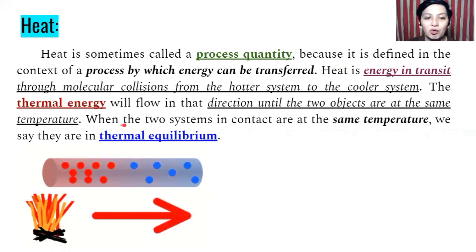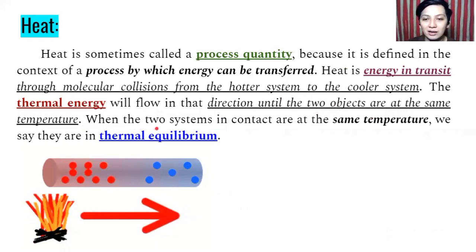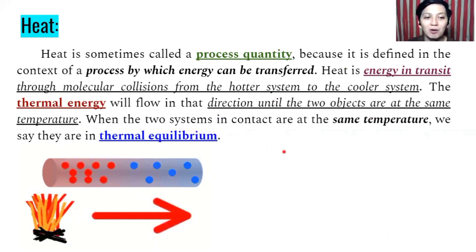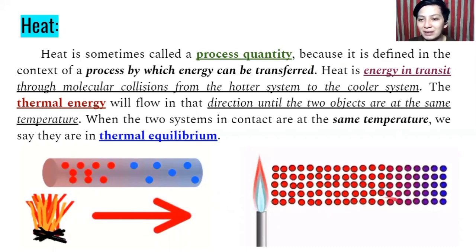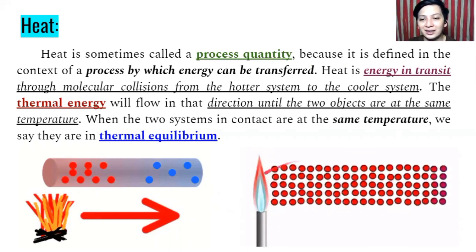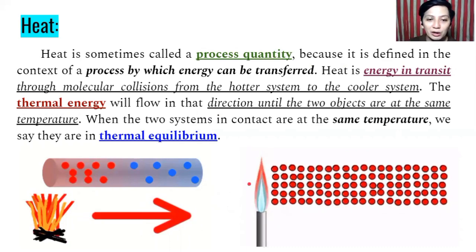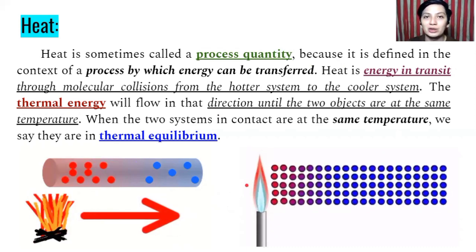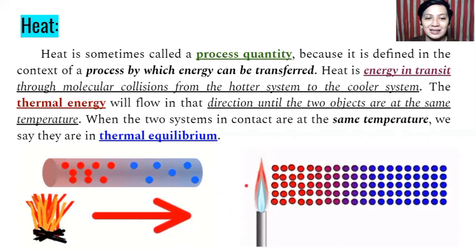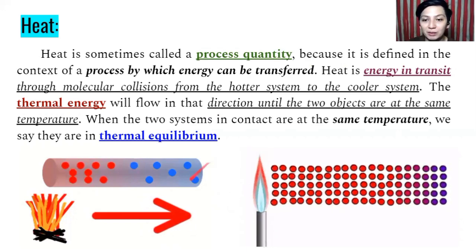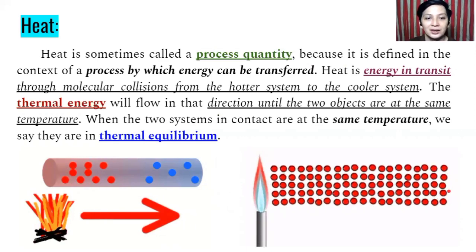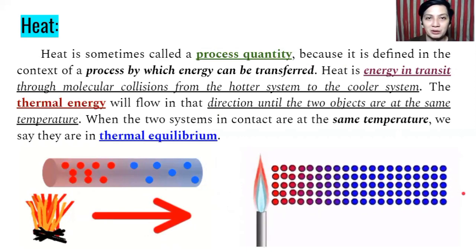So when the two systems in contact are at the same temperature, we say that they are in thermal equilibrium, as you can see here. So until such time it reaches, okay, that the entire molecules or the entire material has the same temperature, that is the thermal equilibrium. Hanggang mainit na yan lahat. It reaches the same temperature. Okay?